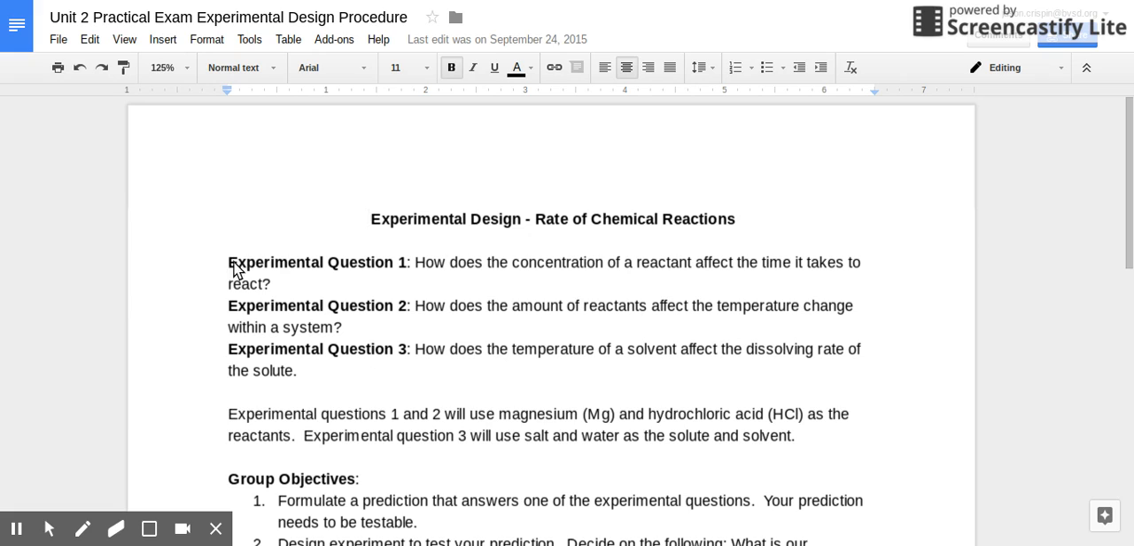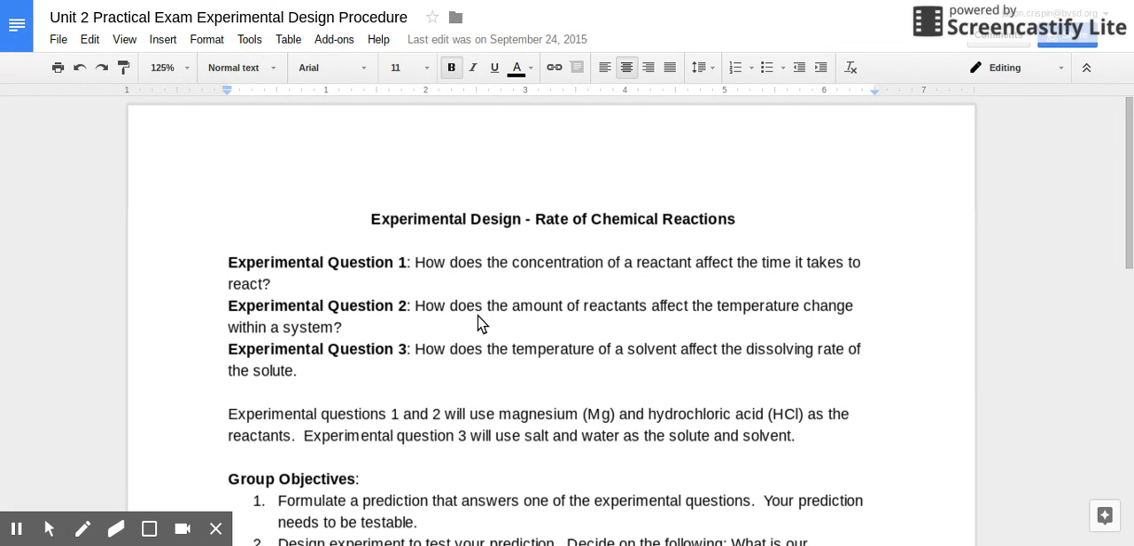So in experimental question 1, we're looking at concentration and how it affects the time of a reaction. You will use a reaction of magnesium and hydrochloric acid. You will change the concentration of the hydrochloric acid by taking the initial substance and diluting it with water. So each time you do a reaction, you'll add a little bit more water to make the concentration lower and see how that affects the time it takes to react.